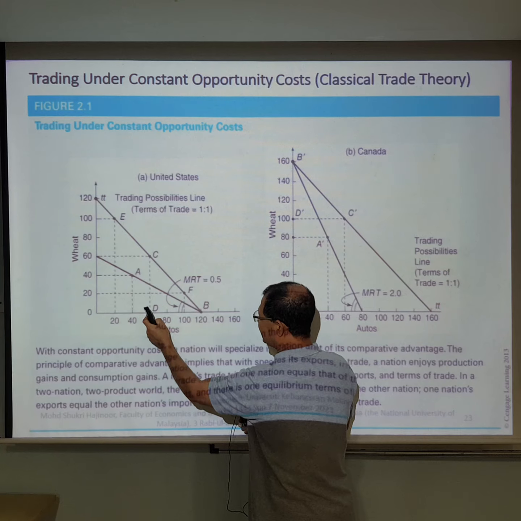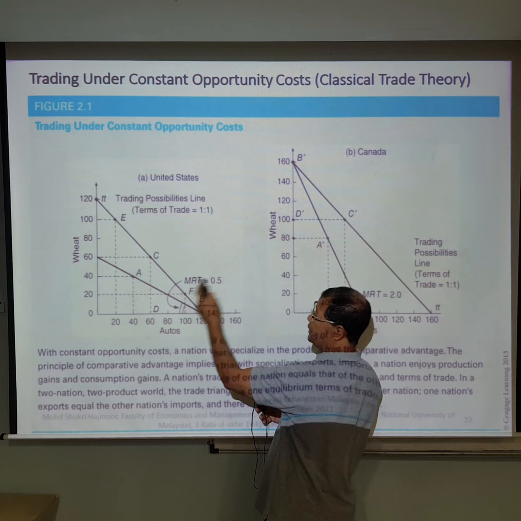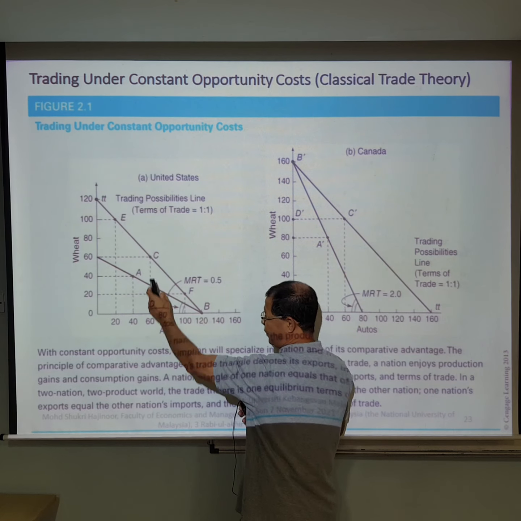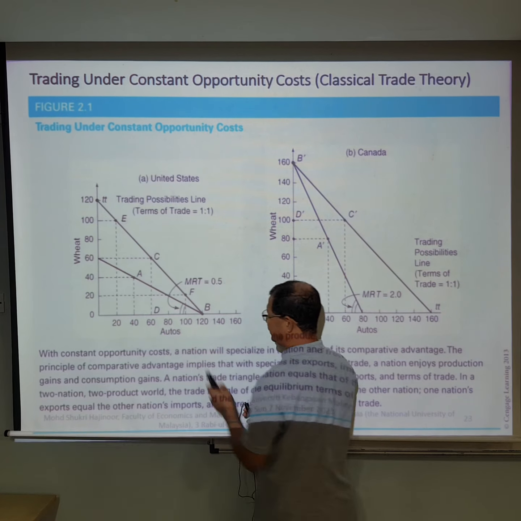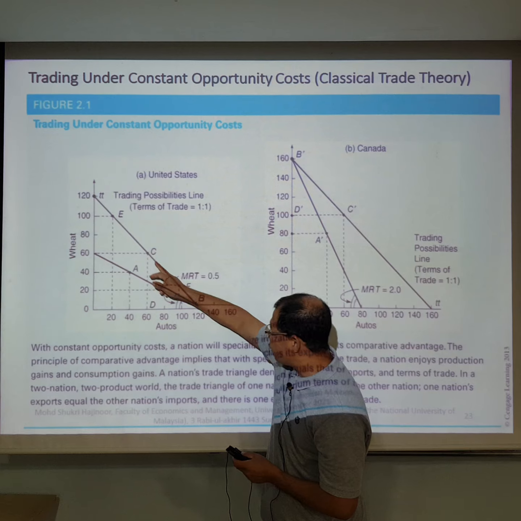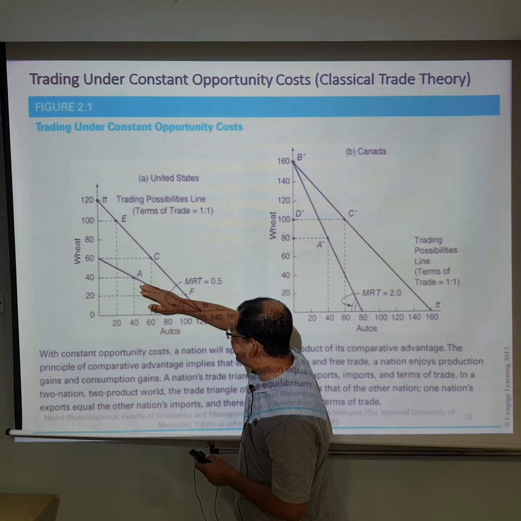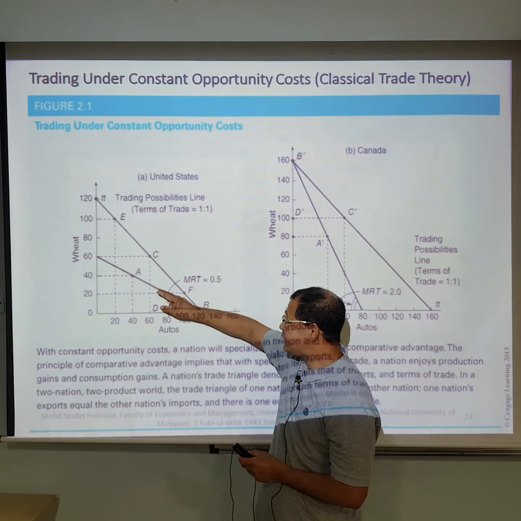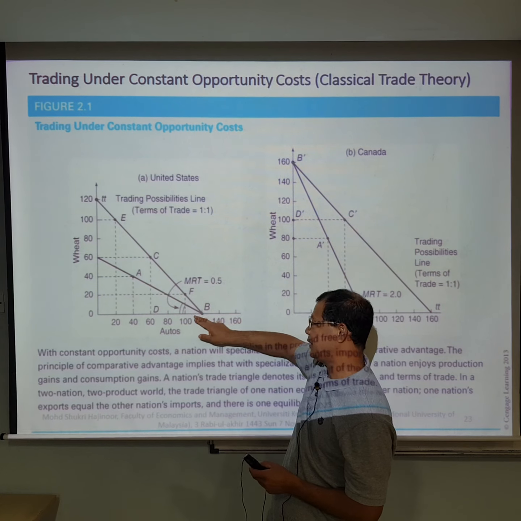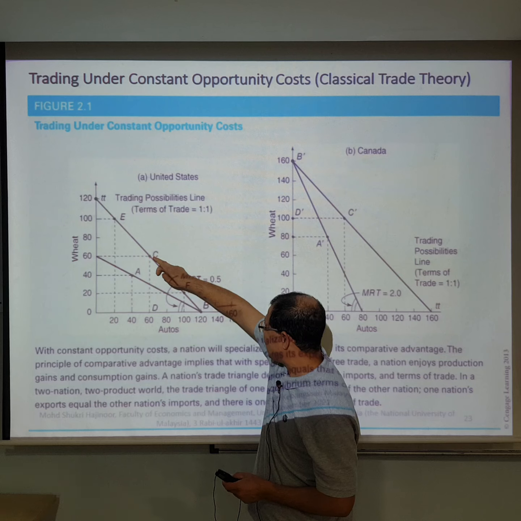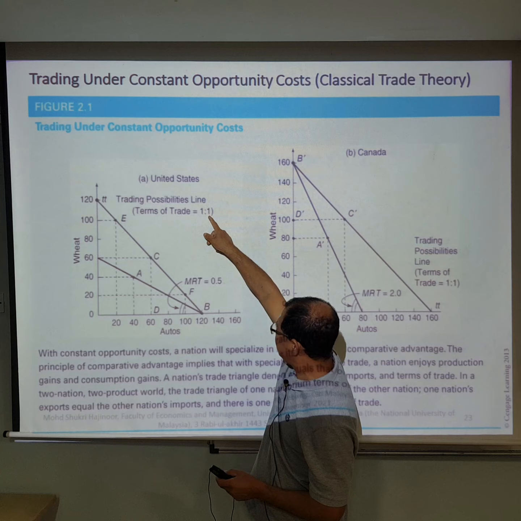This is it. Exports by United States of automobile to Canada are imports from United States. United States imports of wheat from Canada. So this is the trade triangle, combining the new line, which is the trading line, the international trade line. When you trade, this disappears, this disappears. This is the line prevailing when there's international trade. So this is the slope, which is 1 to 1.